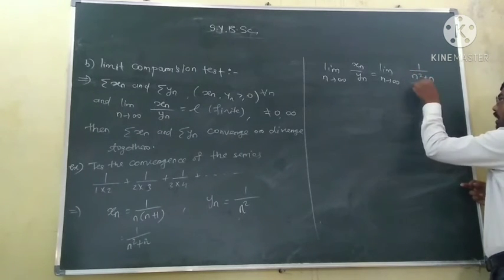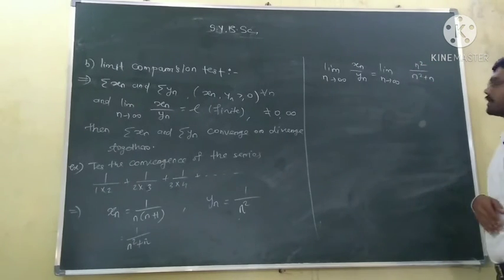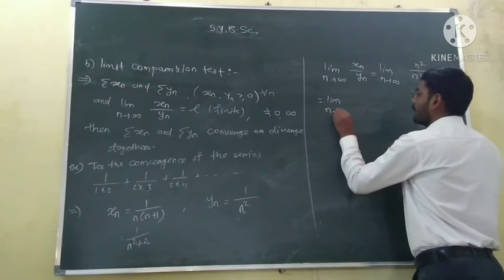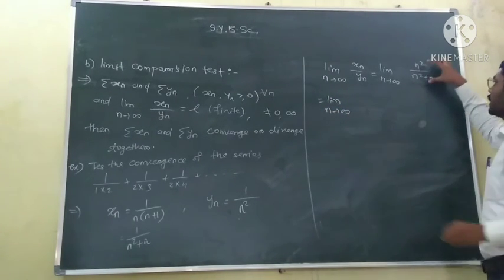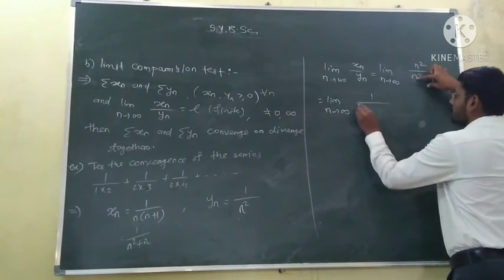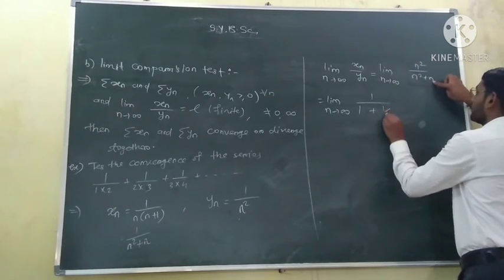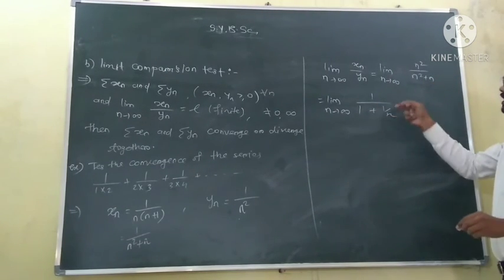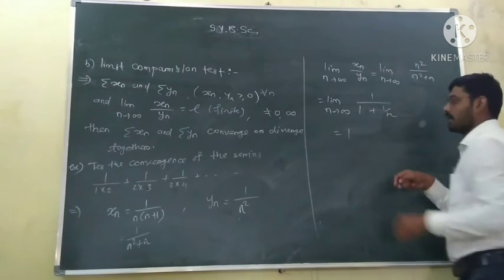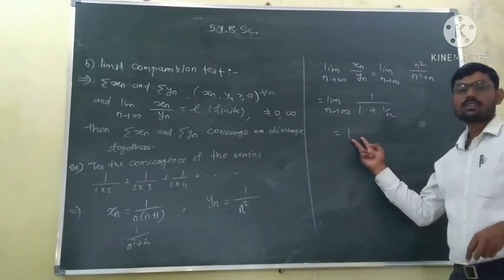So upon 1 upon n square becomes in the numerator just n square. So this is equal to limit n tends to infinity, divide numerator and denominator by n square. So here remains only 1. n upon n square is 1 by n. Now as n tends to infinity, 1 by n tends to 0. So 1 upon 1 plus 0 is equal to 1. And this is some finite number not equal to 0.